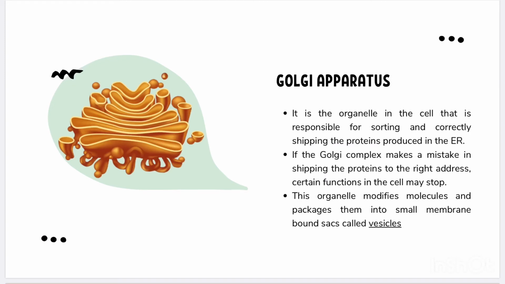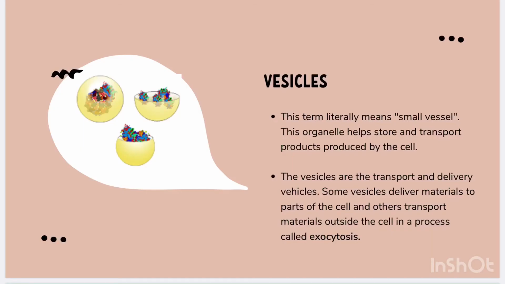This organelle modifies molecules and packages them into small membrane-bound sacs called vesicles. So a vesicle is the organelle that helps store and transport products produced by the cell. They are the transport and delivery vehicles like our mail and other shipping trucks. Some vesicles deliver materials to parts of the cell and others transport materials outside the cell in the process called exocytosis, which is the process of moving materials from within a cell to the exterior of the cell.